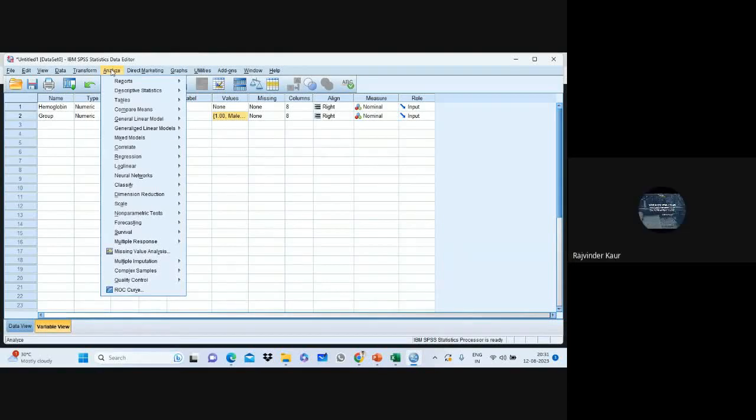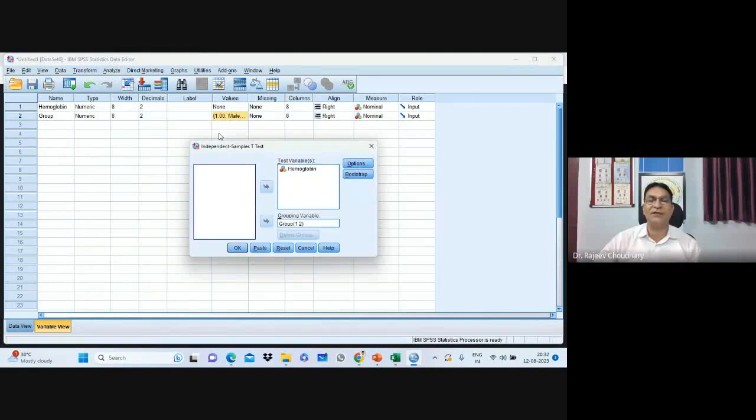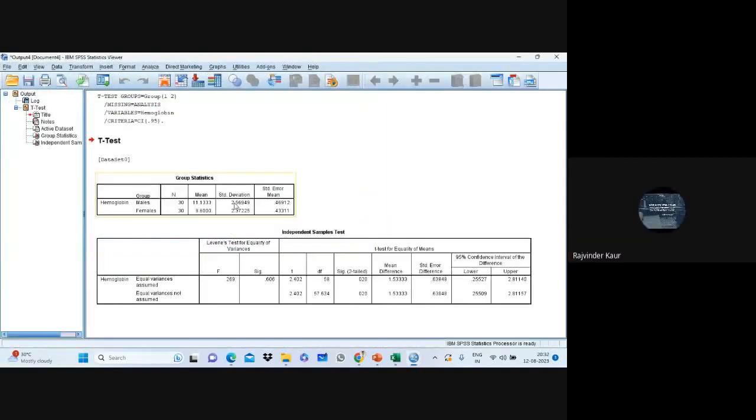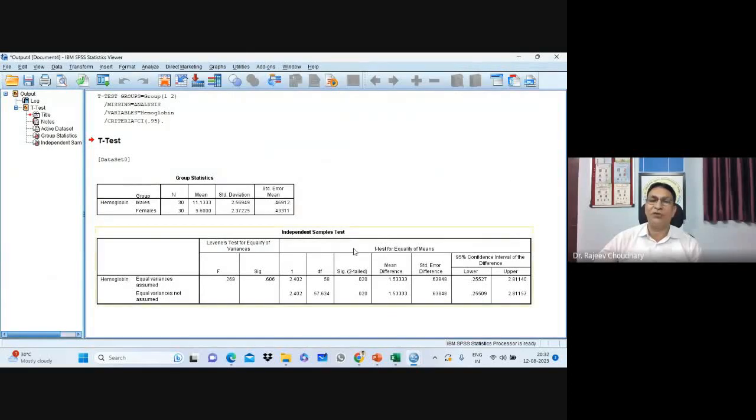Sir, now the compare means, independent sample t-test, sir. Yes, done, madam. And sir, click on hemoglobin here, above. Yes sir. Yes, okay. Madam, we have to interpret the results on the basis of a single value.